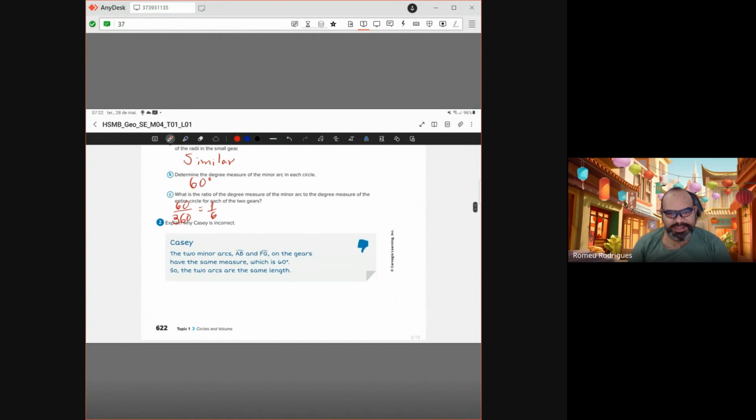The minor arcs AB and FG have the same central angle. Yes, we agree with that. But one circle has a greater diameter than the other one. Okay, that's it.